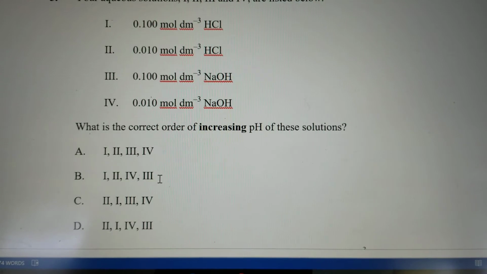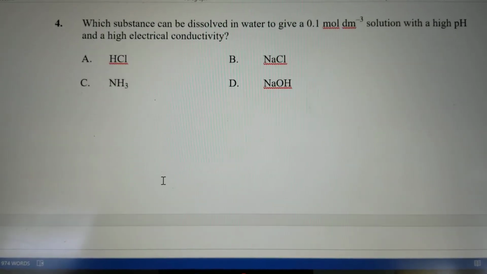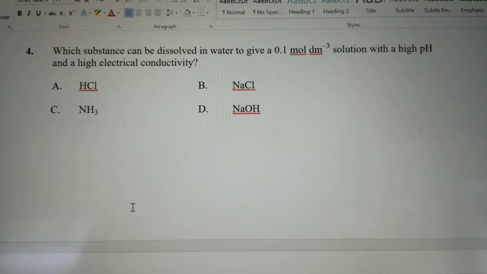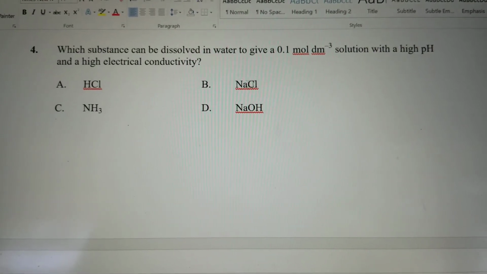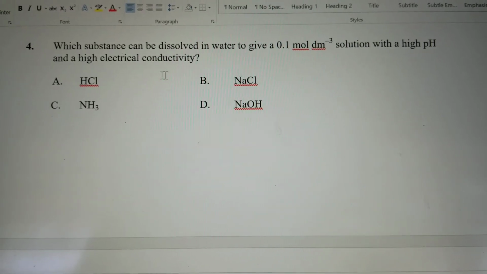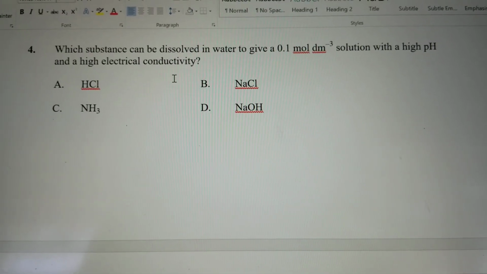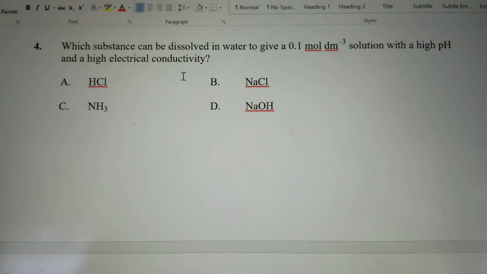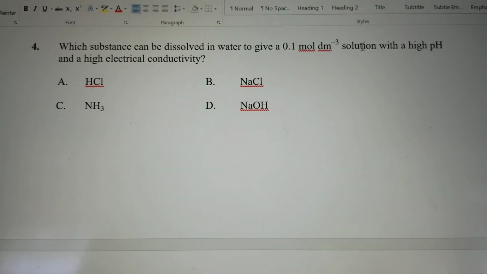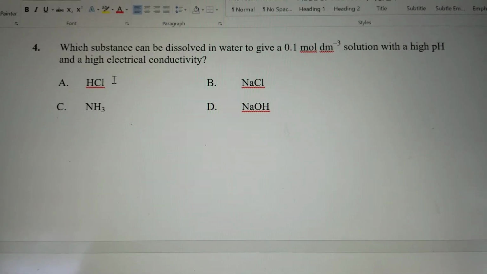So letter B. Number 4 asks which substance can be dissolved in water to give a solution with a high pH and high electrical conductivity. High pH means it has to be a base, and high electrical conductivity means that it has to dissociate really well and give a lot of ions. So it has to be a strong base.